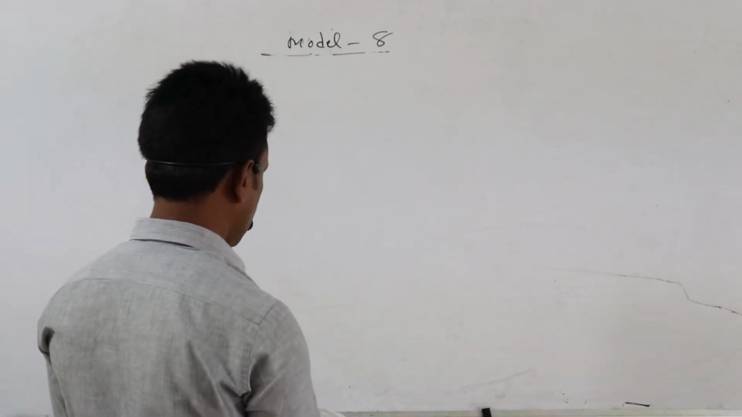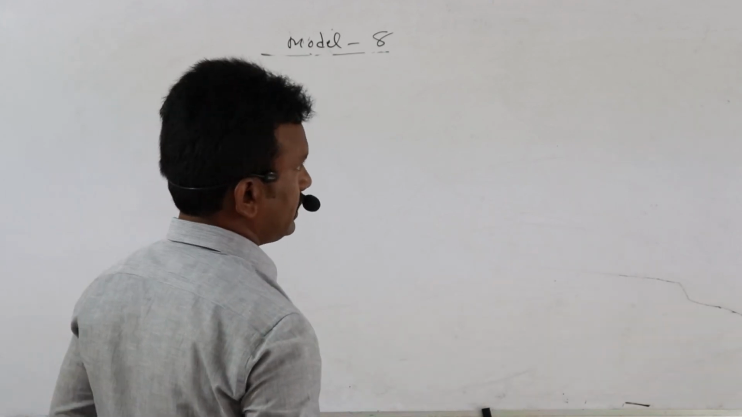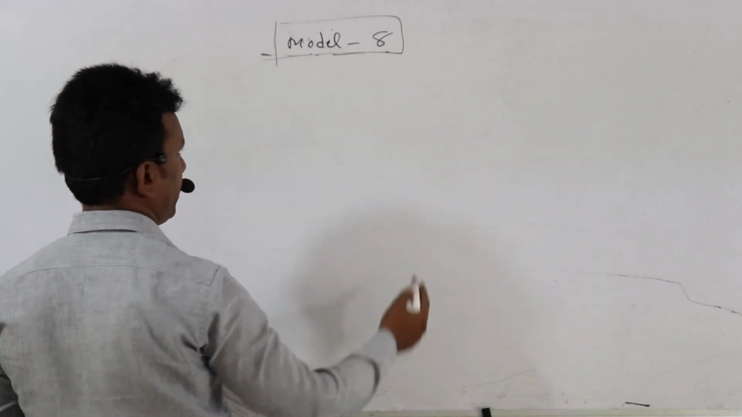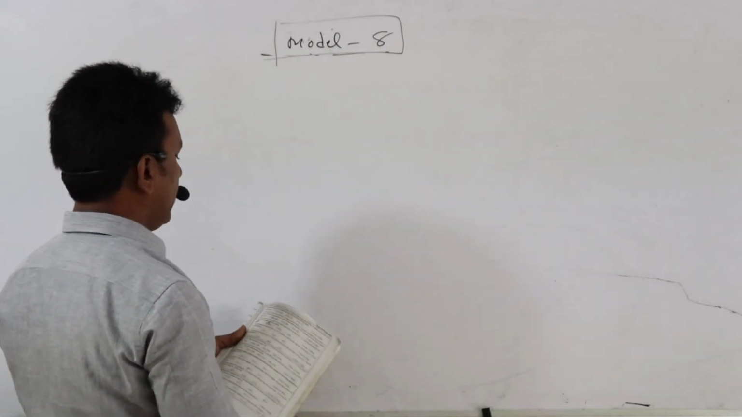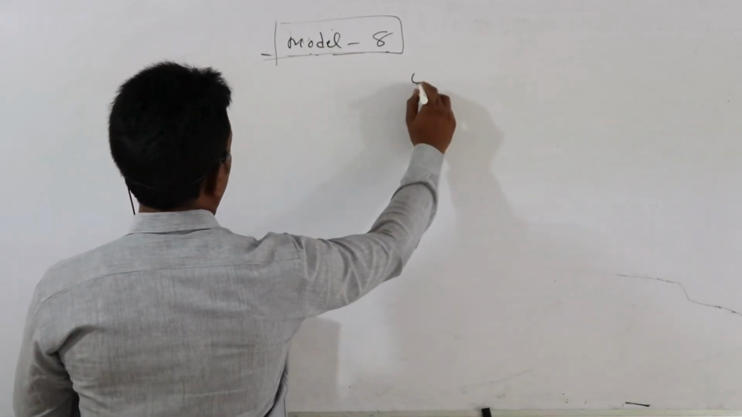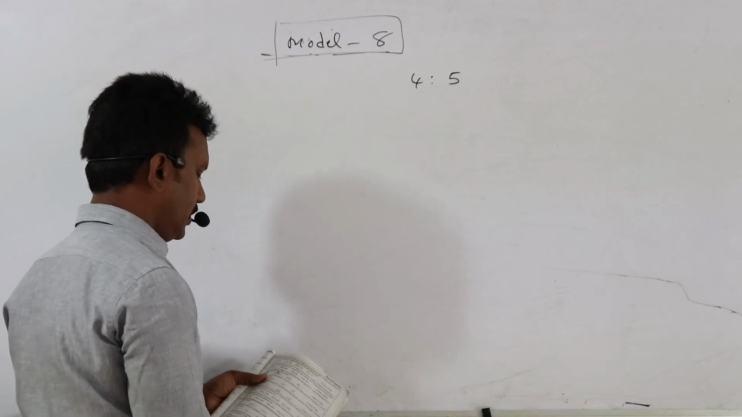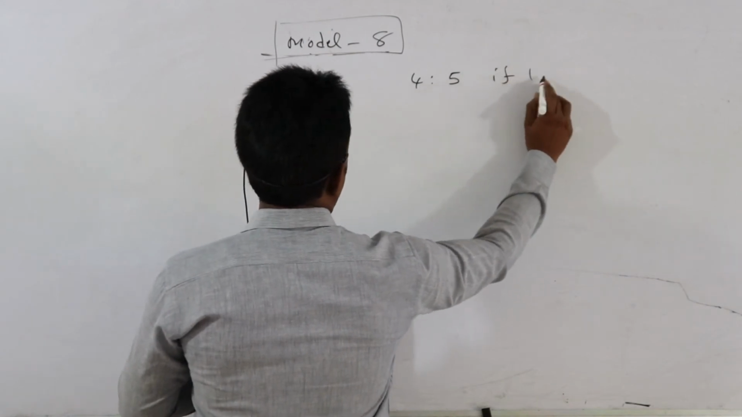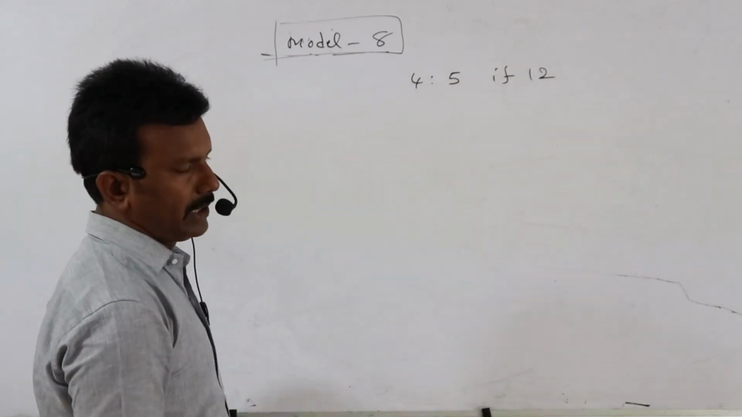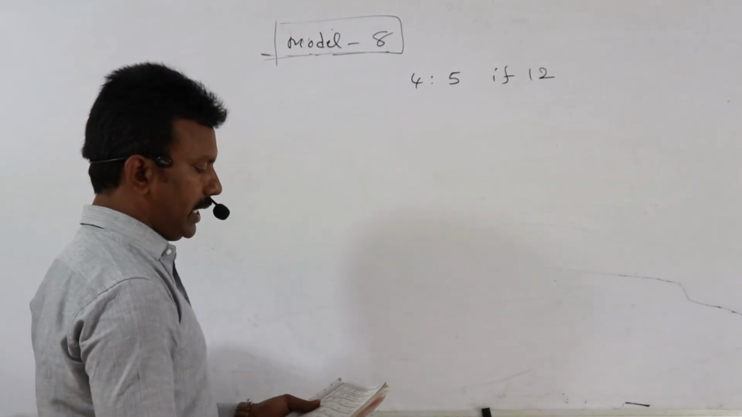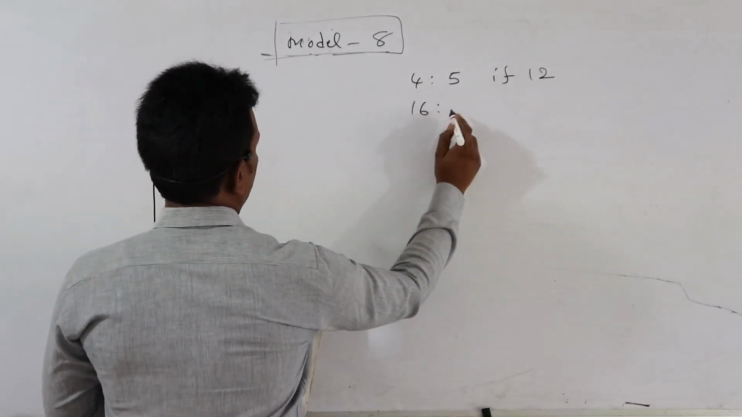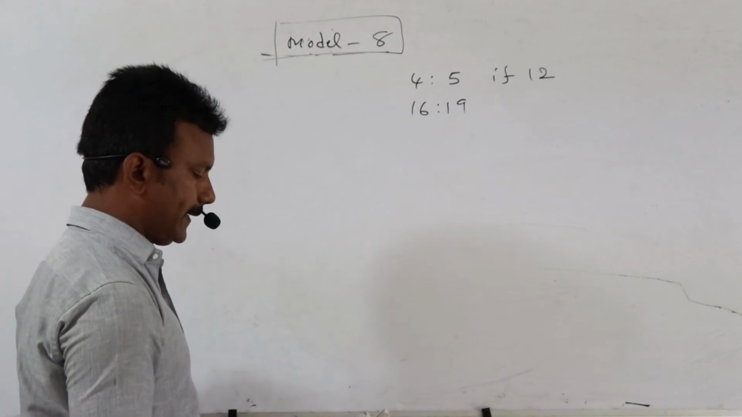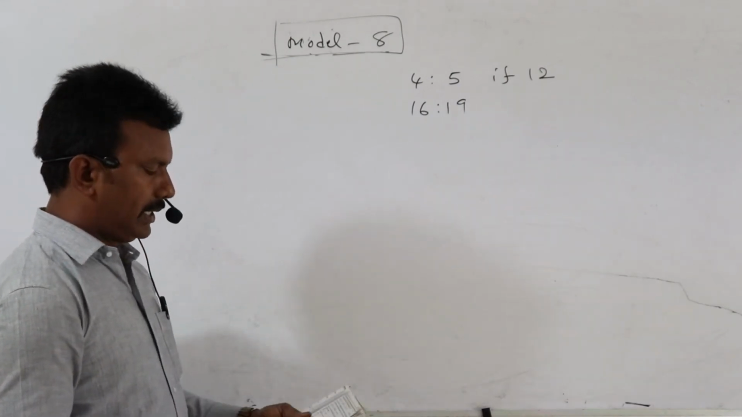Right. Next we are following the next model, model 8. Two numbers are in the ratio. This is a very important model for all competitive exams. Two numbers are in the ratio 4:5. If 12 is added to each number, the ratio will become 16:19. Find the difference of the numbers.